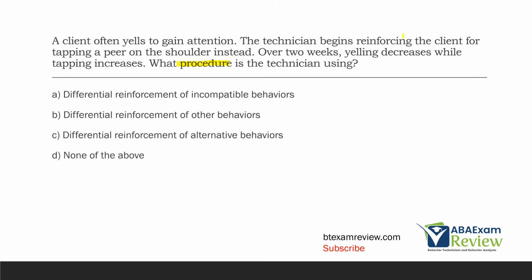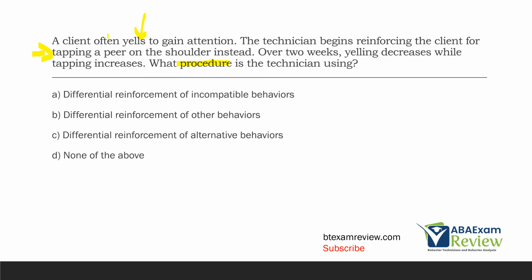The technician is reinforcing the client for tapping a peer on the shoulder instead. So immediately, it looks like a differential reinforcement procedure. We've got our target behavior for decrease, which is yelling. And then we have our alternative behavior, which is tapping the peer on the shoulder. Over 2 weeks, yelling decreases, tapping increases. So the question really becomes, what type of differential reinforcement procedure is this technician using?